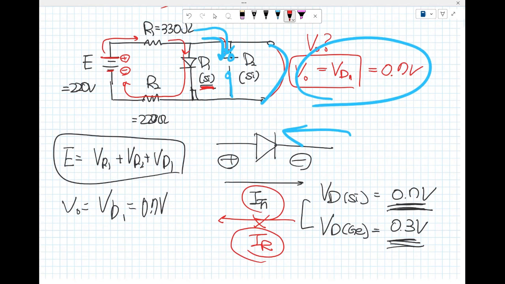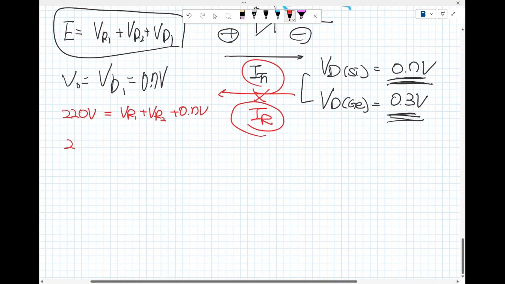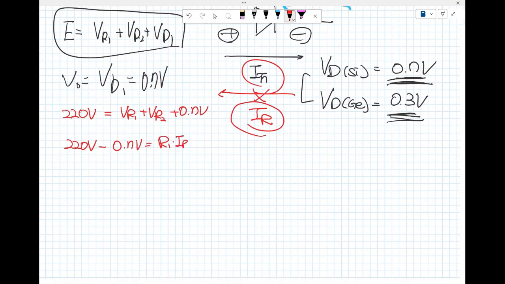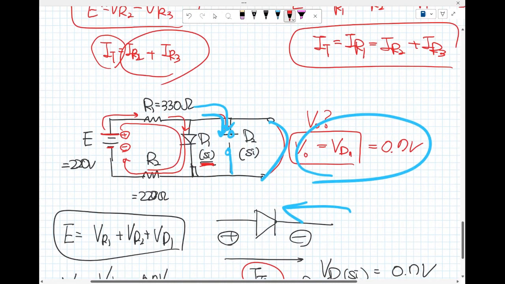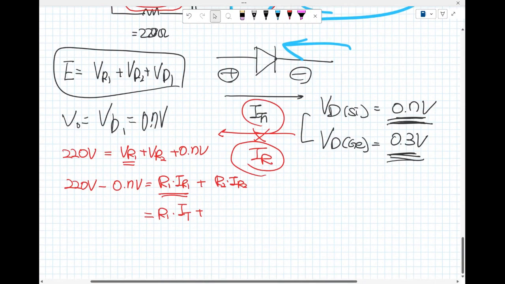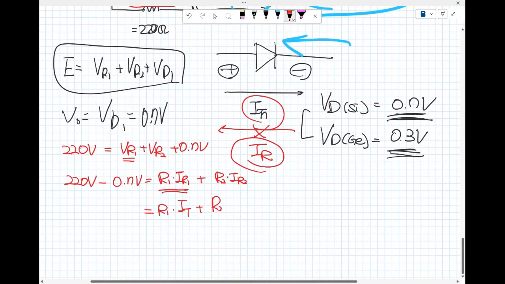Okay, so now supply voltage. E is 220 volt is V sub R sub 1 plus V sub R sub 2 plus 0.7 voltage. And then 220 volt minus 0.7 volt is R sub 1 times I sub R sub 1 by Ohm's law, plus R sub 2 times I sub R sub 2. But in the series, the current passing through each resistor is the same as the total current. So right there, go back to the circuit. R sub 2, I sub T.